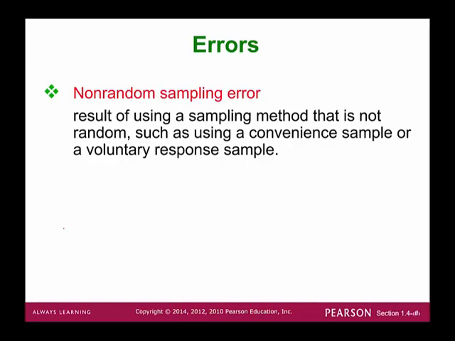And also we have non-random sampling error, meaning when you pick the sampling method, you didn't pick a proper sampling method, or maybe you just use a convenience sampling method or voluntary response sample, which is not a good sample. Then non-random sampling error occurs, meaning the sample is not a simple random sample, and that's bound to have some non-random sampling error.